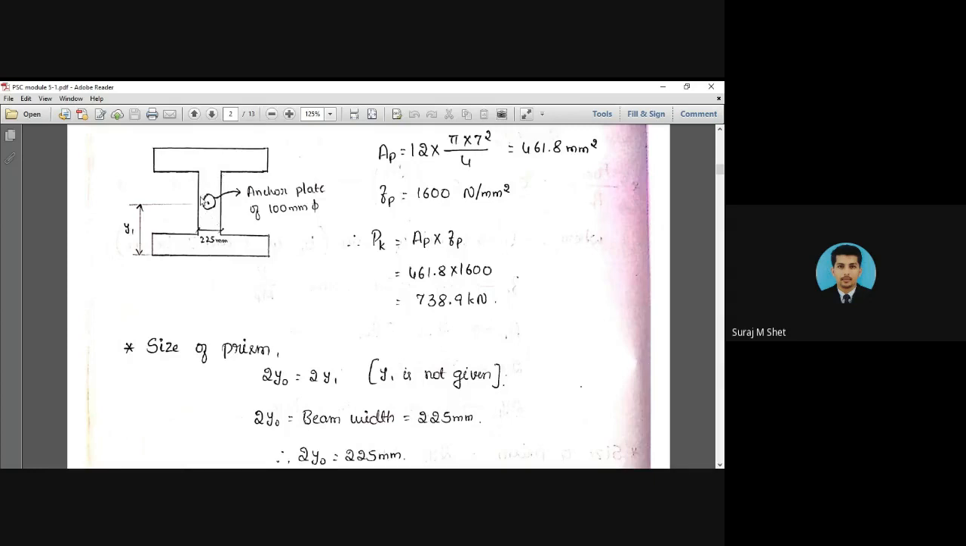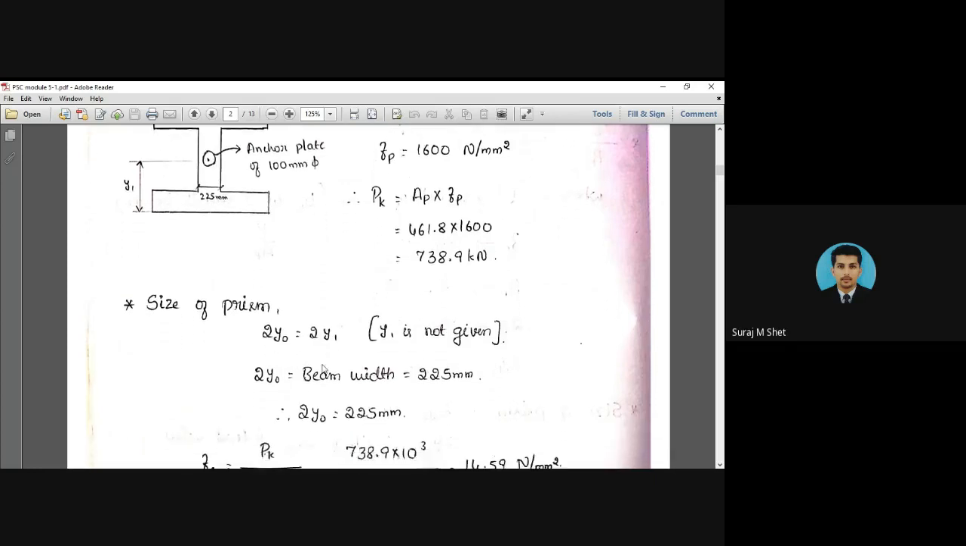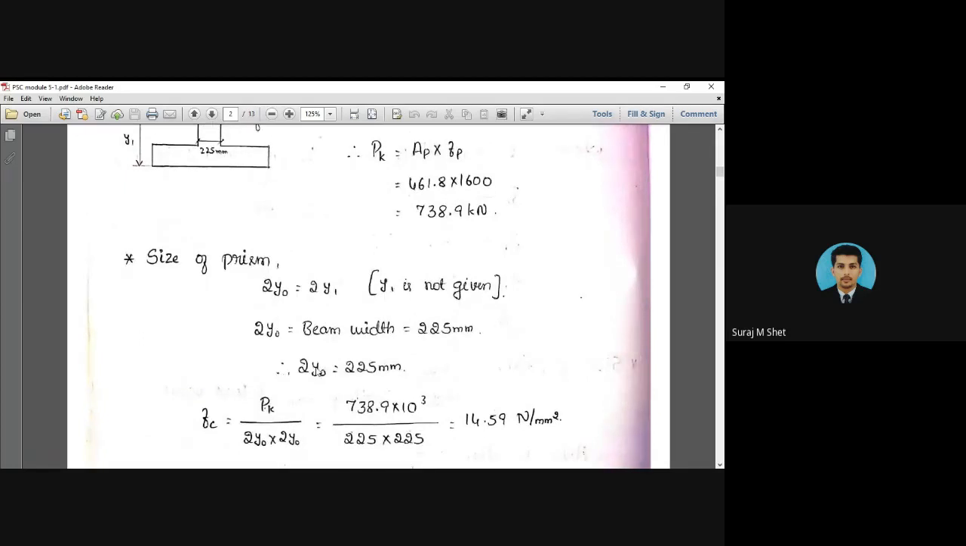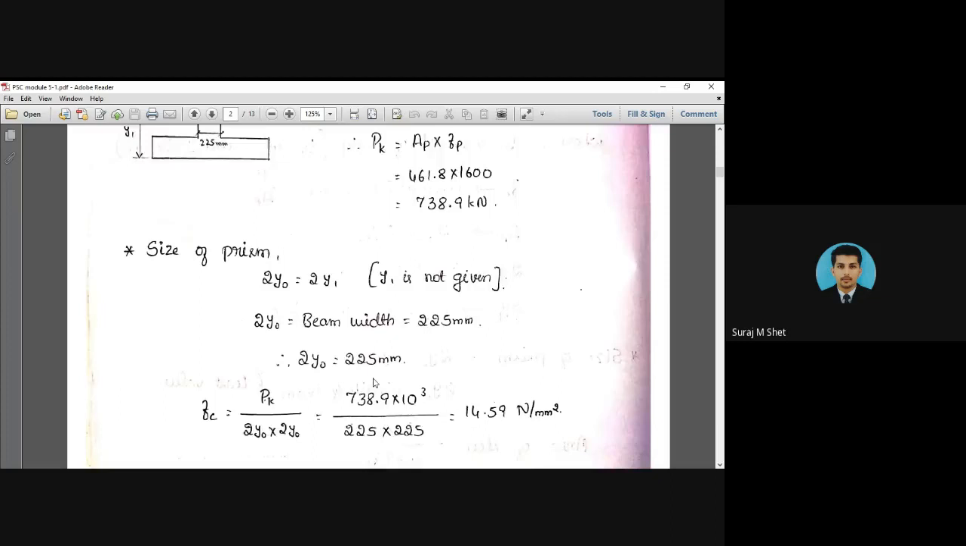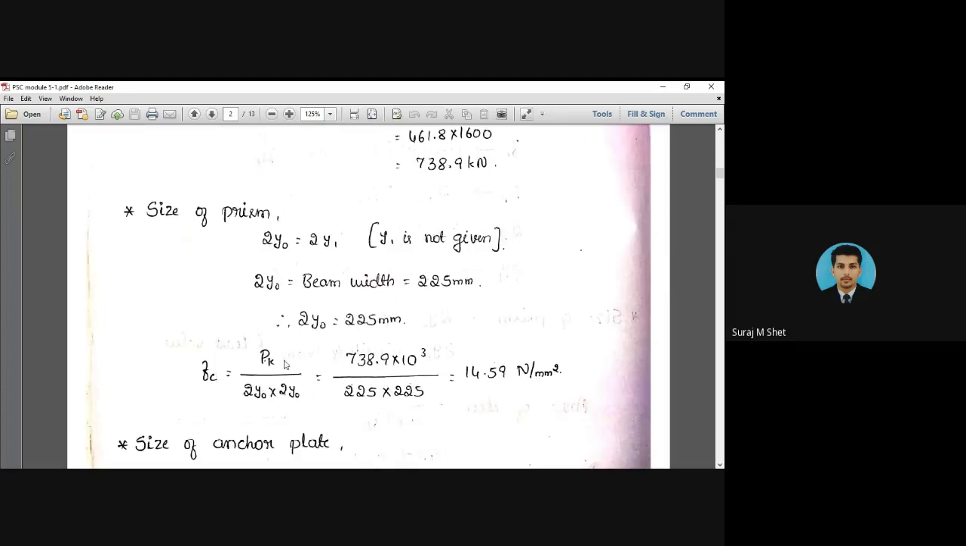Second one is 2 times of y1. You have to cross check and take the least value. So by default I take 2 times y0 is equal to 225. This is the size of the prism. Then you already know the formula for stress calculation: f is equal to force divided by 2 times y0 into 2 times y0.